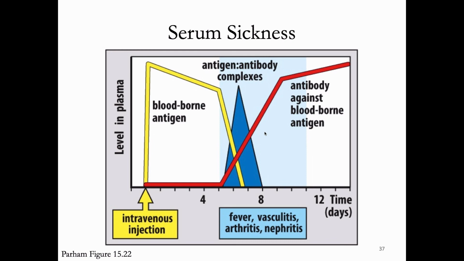So the idea here is that we are injecting in antibodies. We're injecting in horse antibodies. And in fact, they are an antigen. We inject them in, you have a really big response. And then those antibodies are degraded because there's a half-life. But over time, you are also developing an immune response against those horse antibodies.